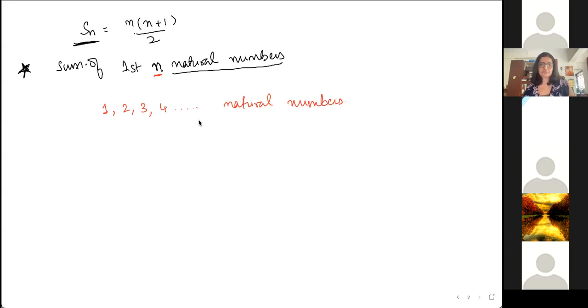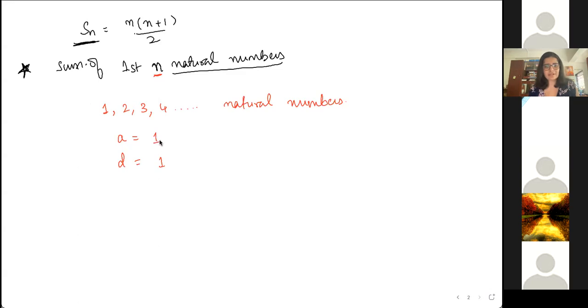Now coming to the next point. Are natural numbers in AP? Do you think all of these form an AP? Yes, because difference is 1. There you go. So AP matlab, you need the starting number, you need a common difference. Neki said difference is 1. What is A?